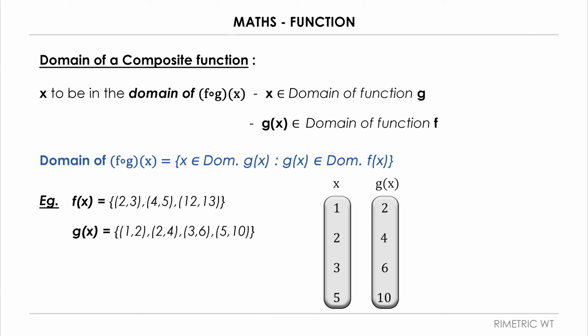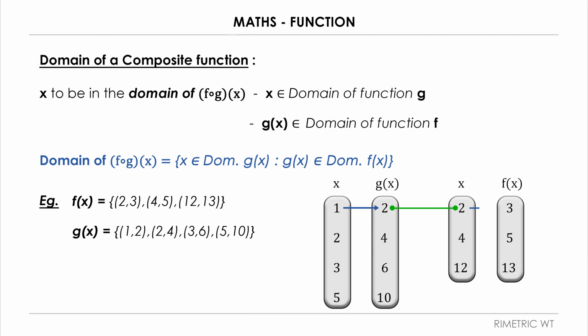Let's check each member of the domain of g. For the first member, x equals 1, its g value, or g of 1, is 2, and 2 is a member of the domain of f, which is the set of 2, 4, and 12. Hence, 1 will be in the domain of f of g of x.